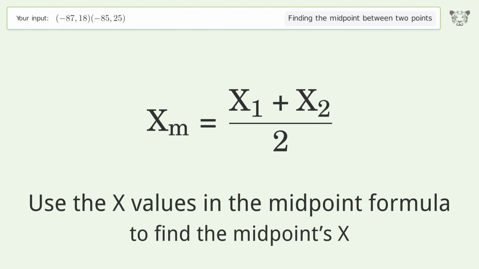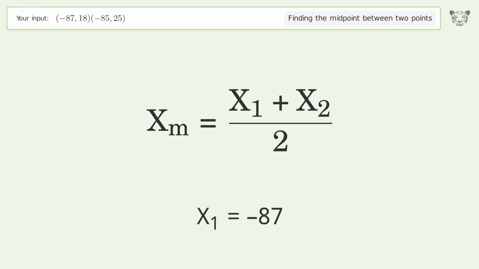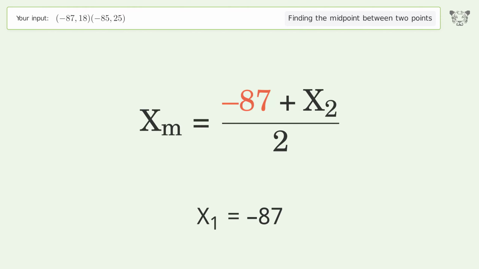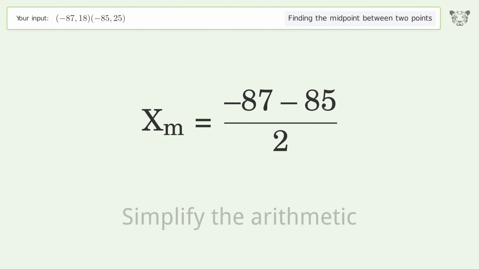Use the x values in the midpoint formula to find the midpoint's x. x1 equals negative 87. x2 equals negative 85. Simplify the arithmetic.